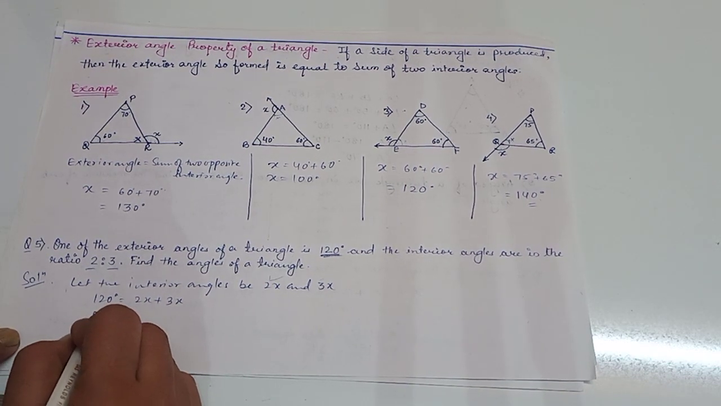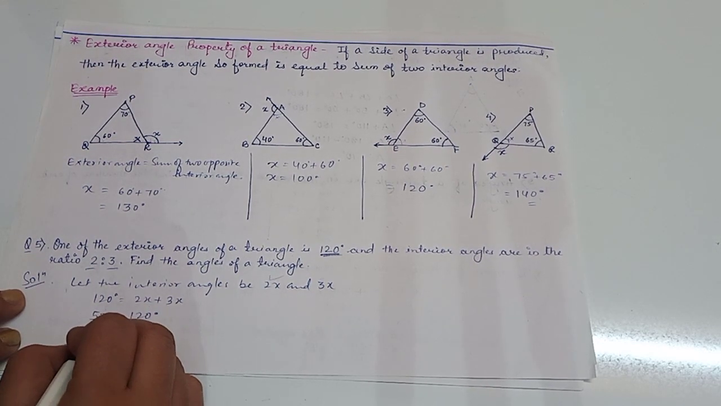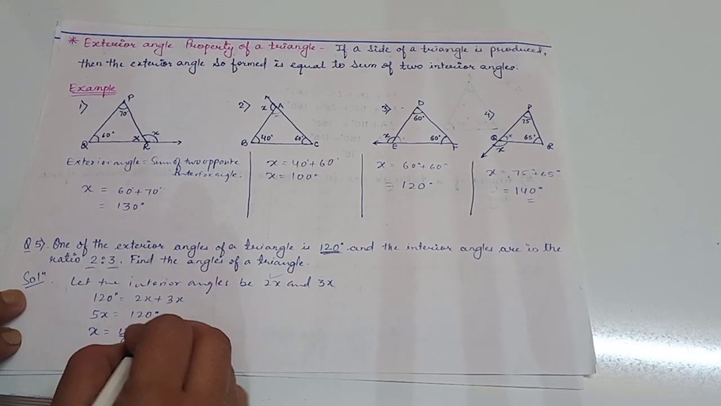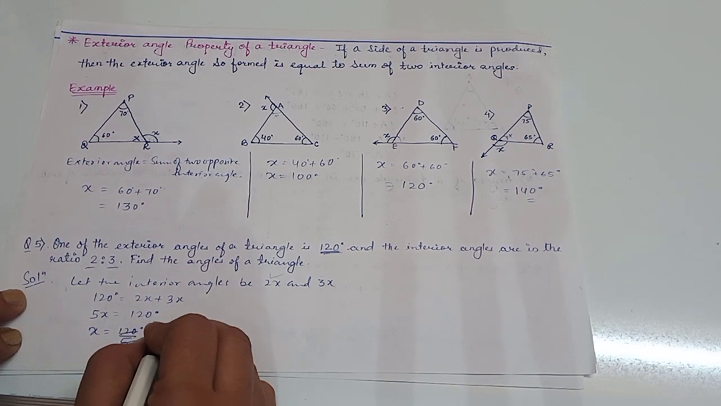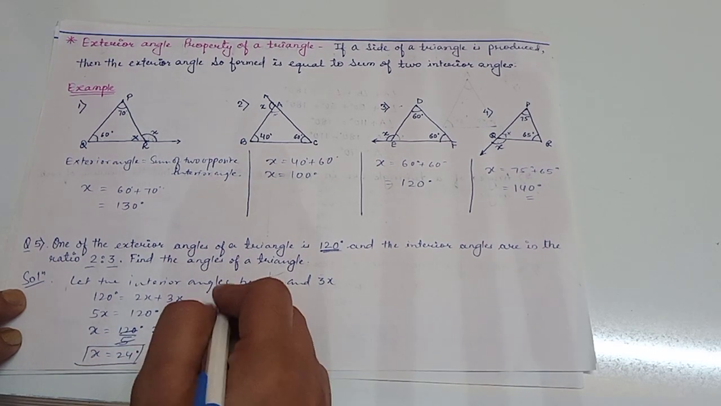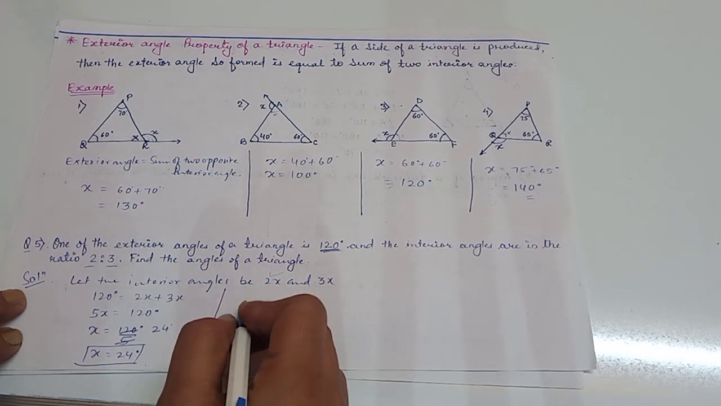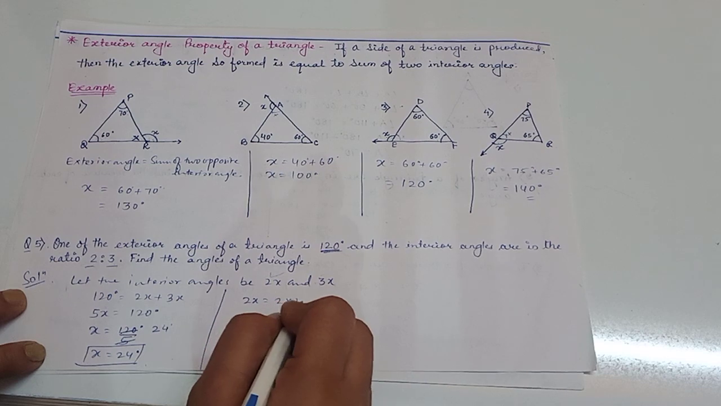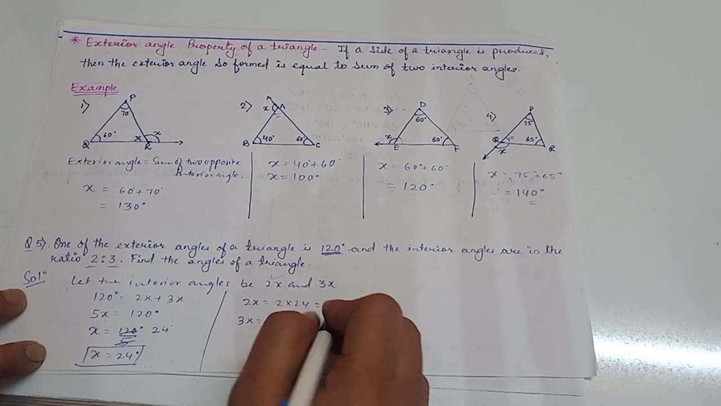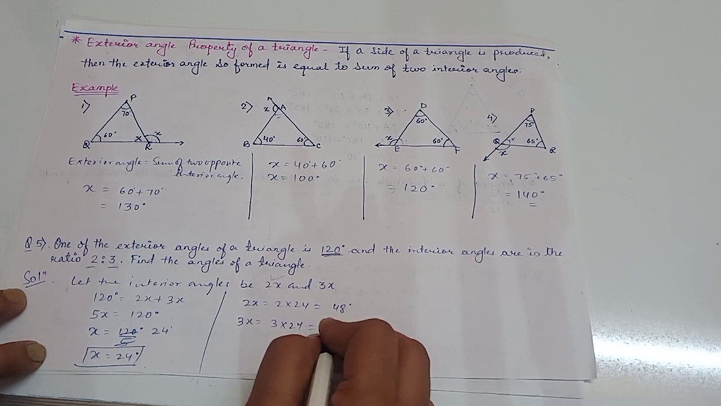So here we can say that 5x is equal to 120. So x is equal to 120 divided by 5, which will give us 24. So x is equal to 24 degrees. Now here we got the x value, so we can easily find the value of 2x and 3x. So 2x would be 2 into 24 and 3x will be 3 into 24. 2 into 24 will give us 48 degrees. 3 into 24 will give us 72 degrees.